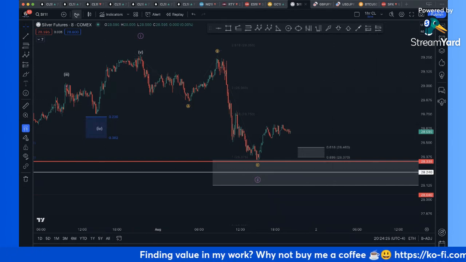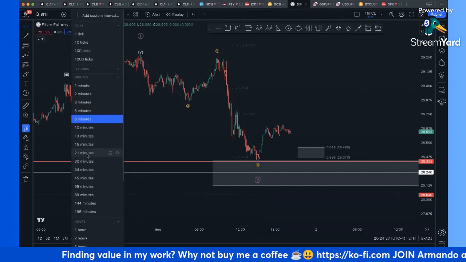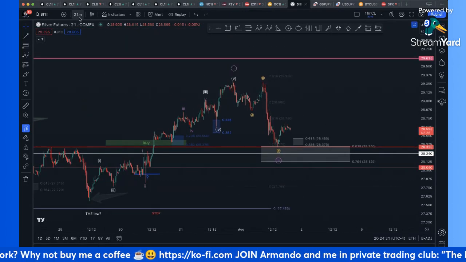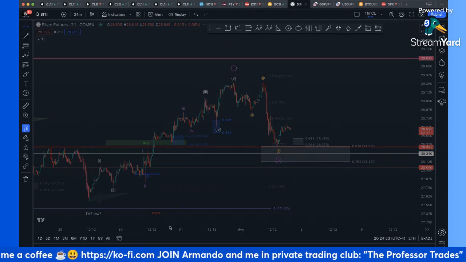Now, let me zoom back out, and this is going to make sense. Let me hop on back out to the 21-minute chart. Actually, let me zoom out a little bit more, 34-minute chart.